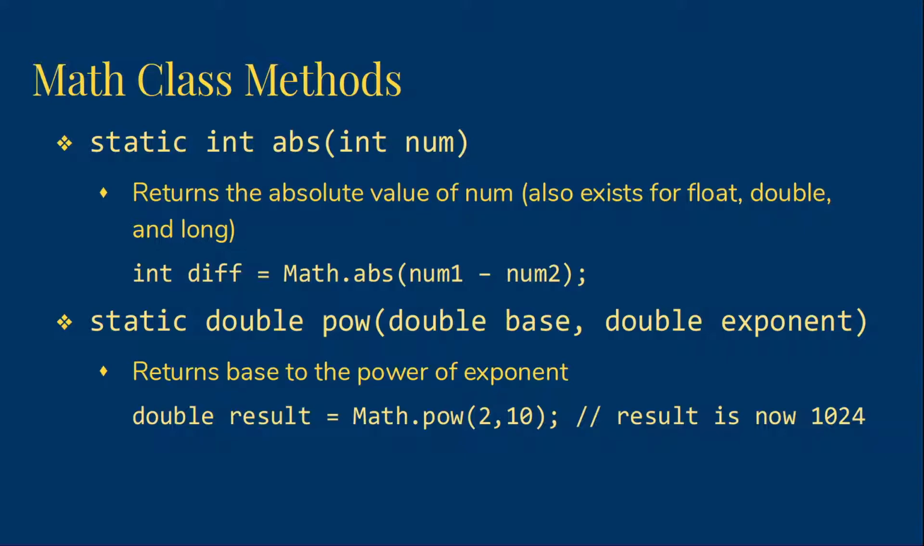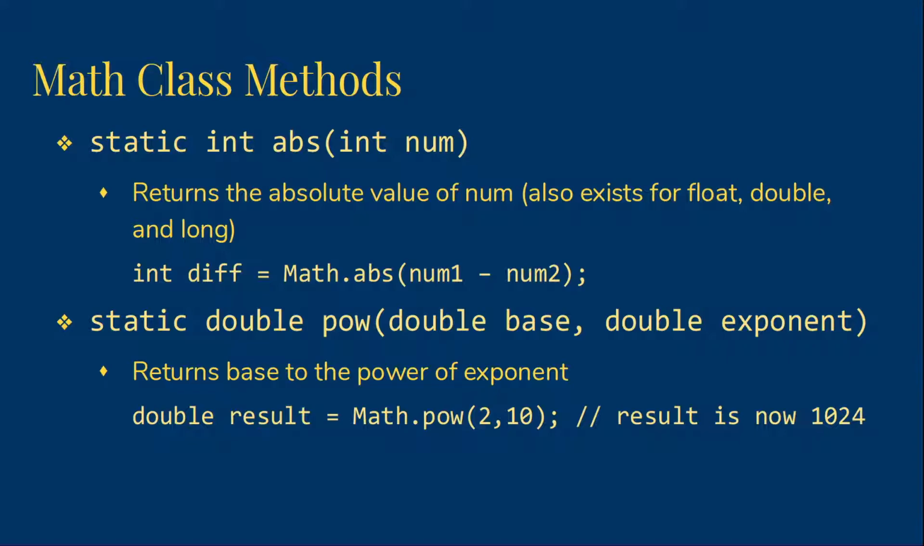So the first one I have here is abs, which is absolute value. You can see the beginning of the declaration of it has static, then int, then the name abs, and then the int num. So we'll be passing that in. What it's going to do is take in the num that is the parameter, the argument we give it, and it'll return the absolute value of that. Note that it doesn't have to be integer. It also exists for floats, for doubles, and for longs. So for any of those, we can call Math.abs.